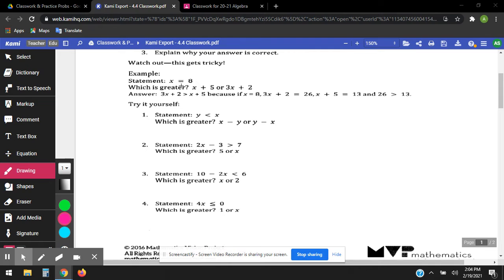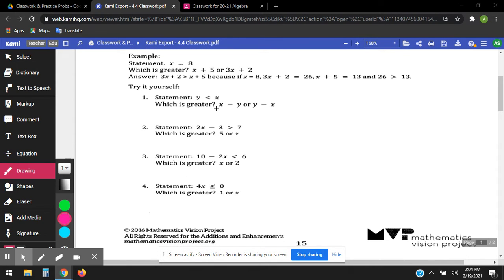So the example is x equals 8. Which is greater, x plus 5 or 3x plus 2? Well, the 3x plus 2, because if you substitute 8 in there, you're going to get numbers that you can work with. So let's try it over here.